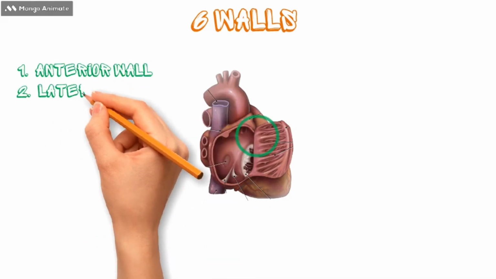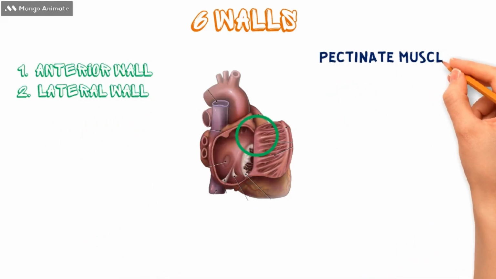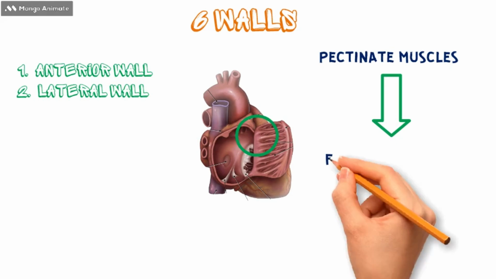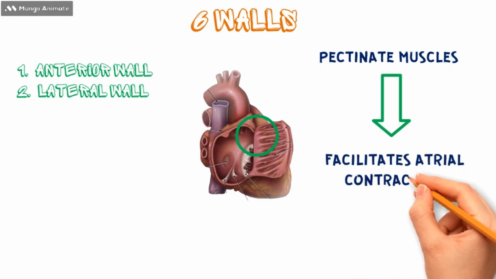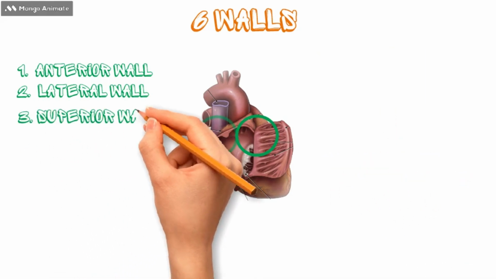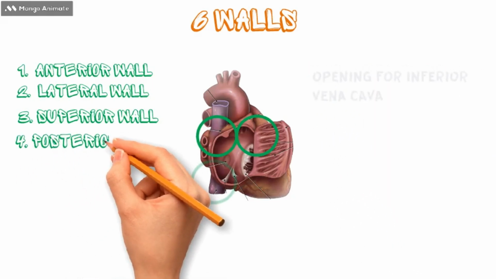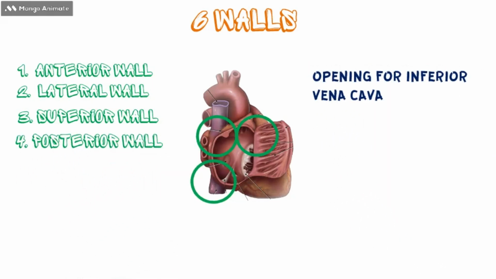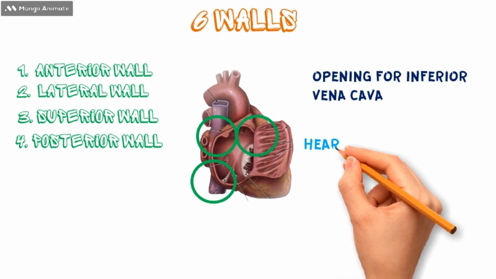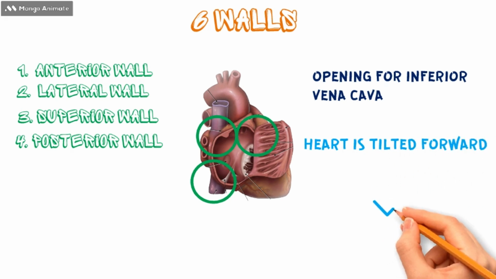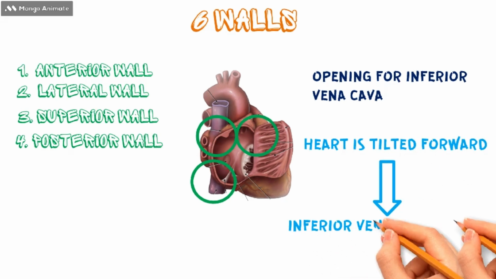Anterior and lateral walls have pectinate muscles comprising striated muscle fibers that facilitate contraction of the right atrium into the right ventricle. The superior wall has an opening for the superior vena cava, and on the posterior wall we can find the opening for the inferior vena cava. I know it's a bit confusing that this opening should be associated with the inferior wall, but as the heart is tilted a bit forward, the inferior vena cava becomes part of the posterior wall.